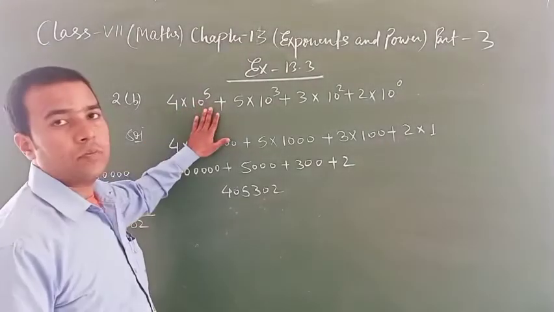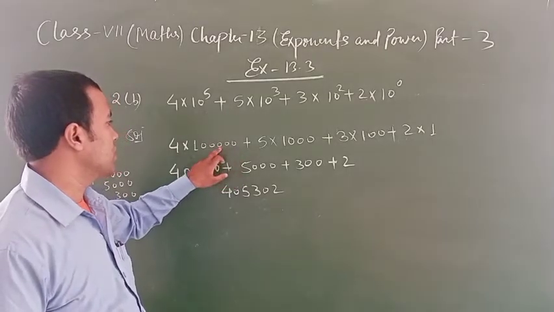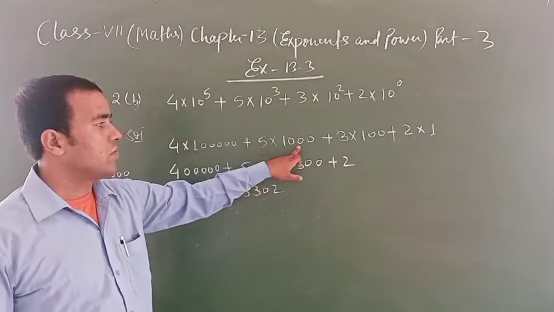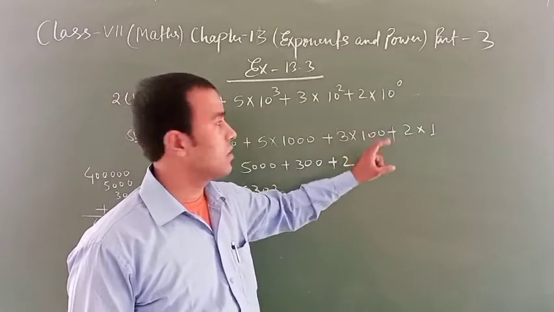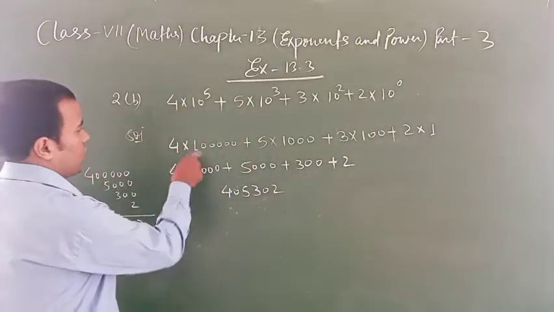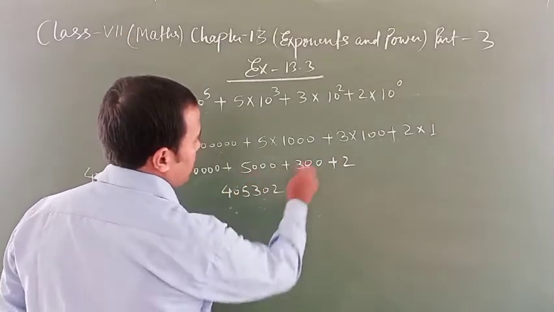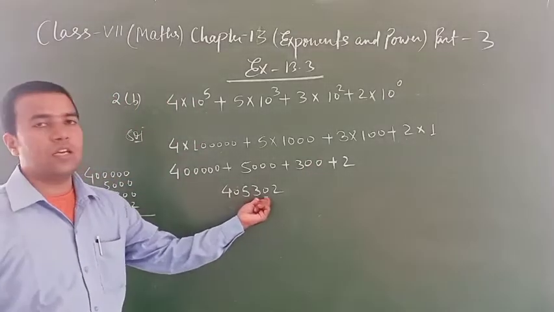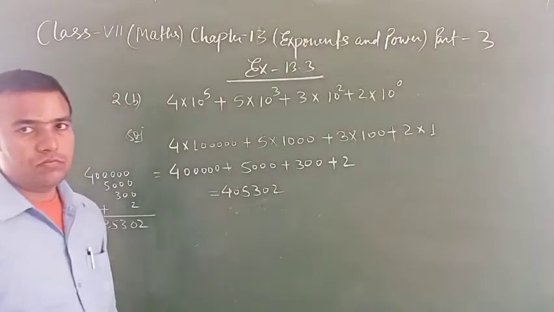The 4 into 10 to the power 5 means 4 into 1 lakh, plus 5 into 1,000 which is 5,000, plus 3 into 10 to the power 2 means 100, plus 2 into 10 to the power 0 means 1. So 4 lakh plus 5,000 plus 300 plus 2. After that do the plus, you will get 4 lakh 5,302. Okay? Note down this.